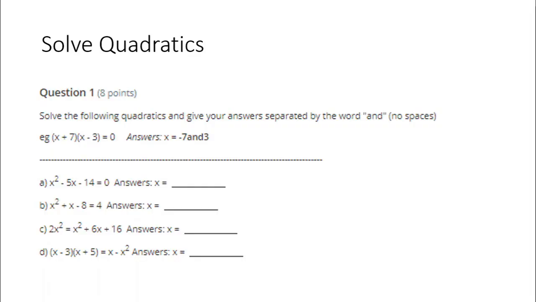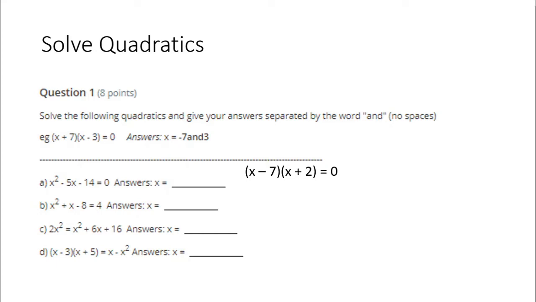So solving these quadratics. If it just says solve quadratics and it doesn't mention to three significant figures, generally we look to try and solve by factorizing. Usually that's the easiest way. So for question A, I can factorize two numbers that multiply to make negative 14 but add to make negative 5 are negative 7 and positive 2. But don't put those numbers as your answer.